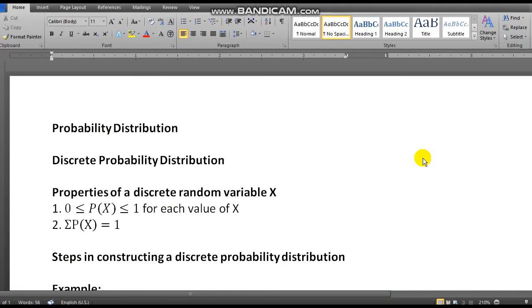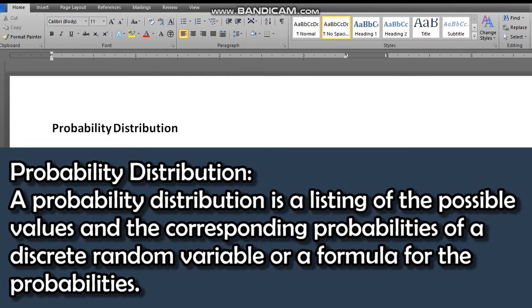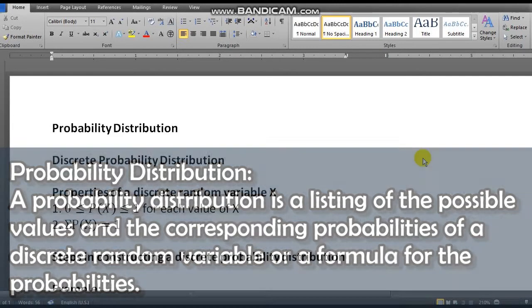Hey everyone, today we're going to discuss the probability distribution. Now, a probability distribution is a listing of the possible values and the corresponding probabilities of a discrete random variable, or a formula for the probabilities.